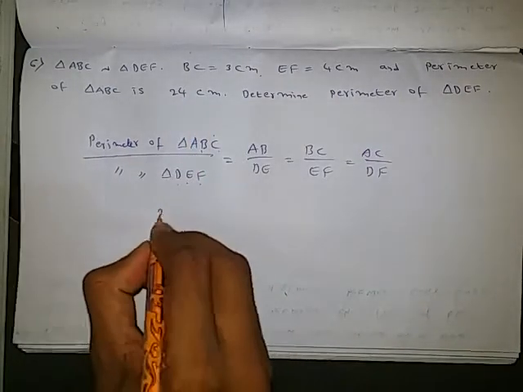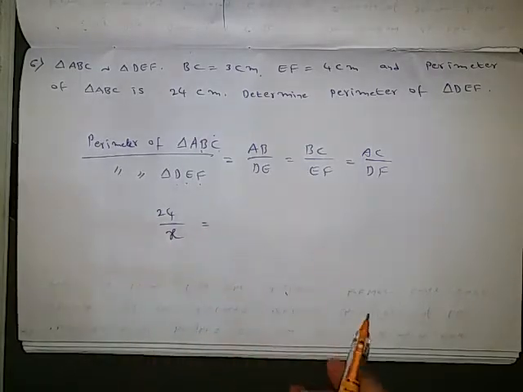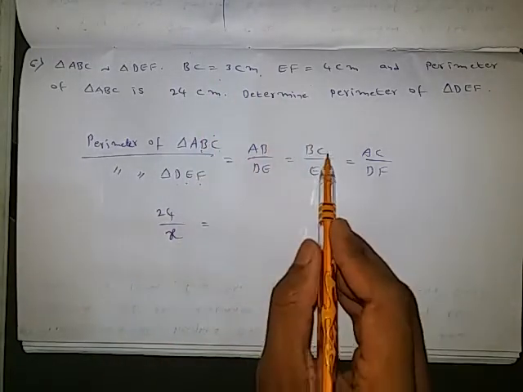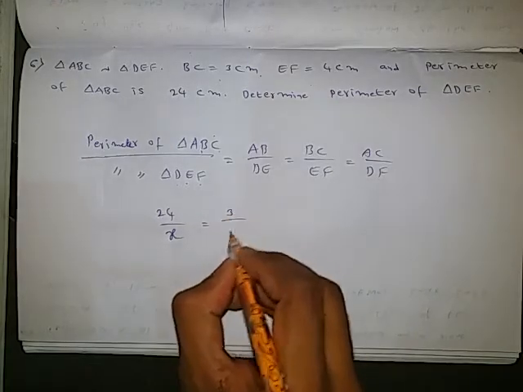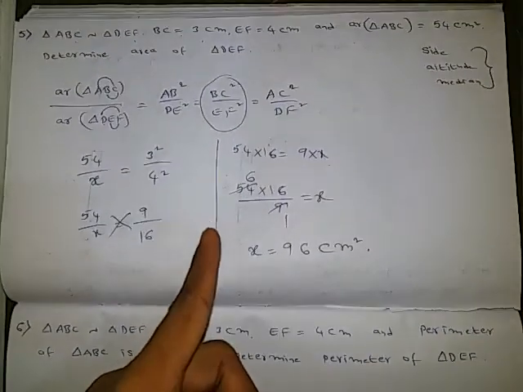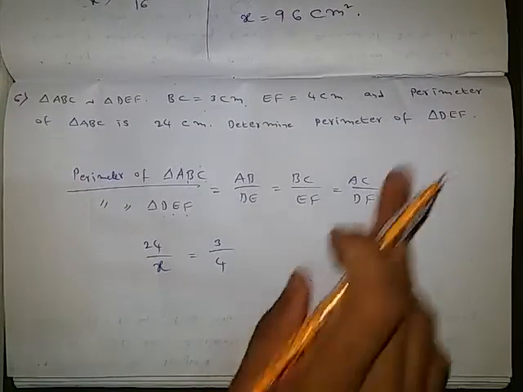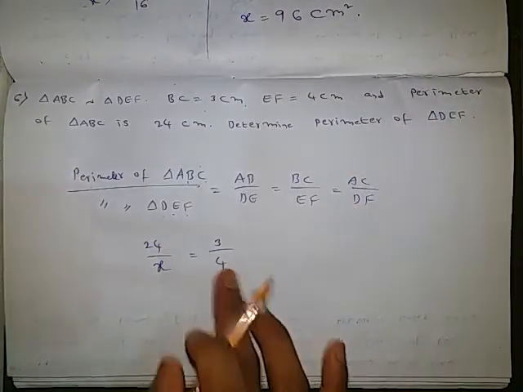Now the perimeter of triangle ABC is given as 24, divided by DEF, we don't know, so some constant x. Next, BC and EF were given, so I will take that only, that is 3 by 4. In the case of area, we need to do squaring for the sides. But if they ask about perimeter, we need not do squaring.